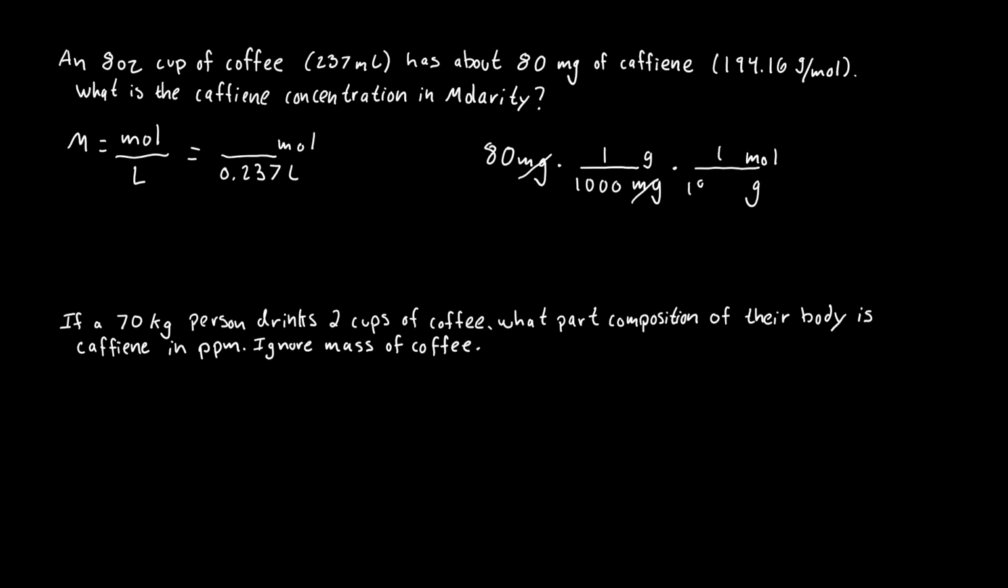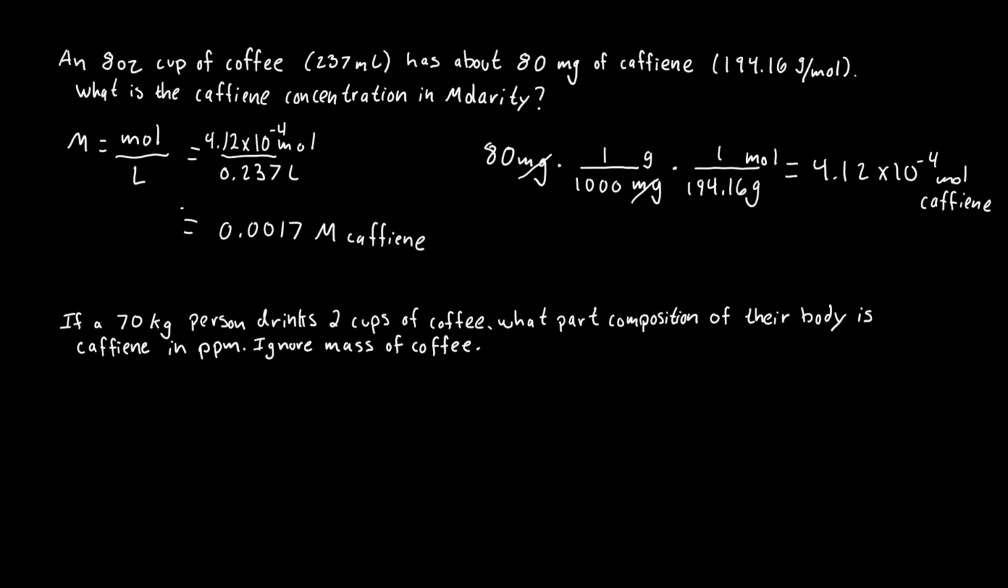So our molar mass is 194.16 grams per mole. And if we plug this into our calculator, we should get 4.12 times 10 to the negative 4th moles of caffeine. So now, if we put that into our initial equation, 4.12 times 10 to the negative 4th, and plug that into our calculator, we should get 0.0017 molar caffeine in 1 cup of coffee.